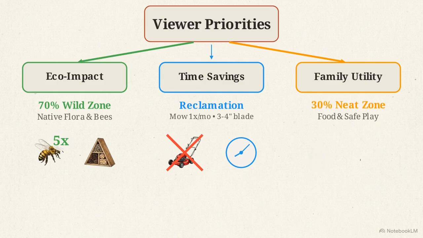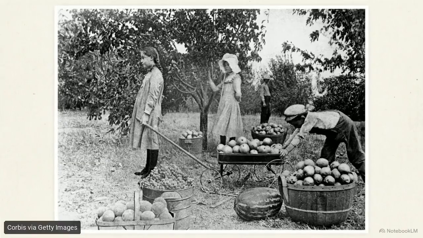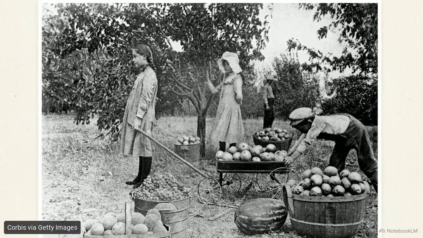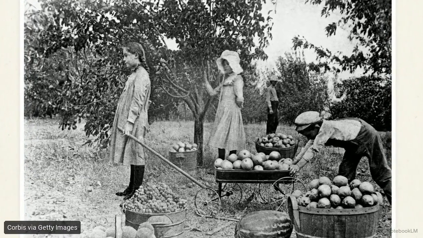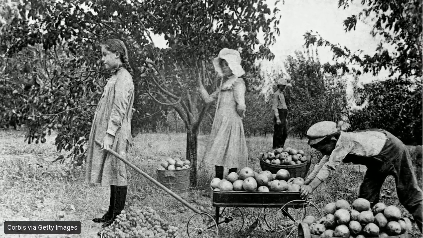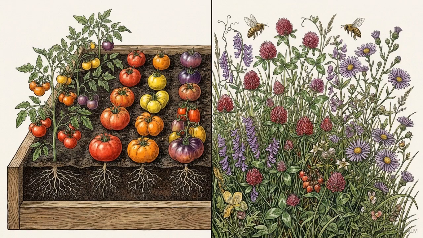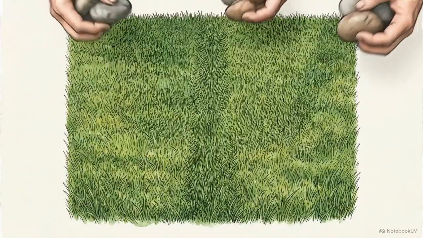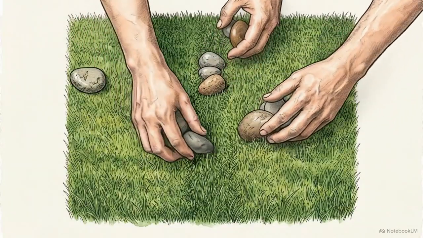For the family utility planner, anchor your 30% neat zone around food production. This maintains safe play boundaries while teaching children how to responsibly weed, water, and harvest. This approach grounds your property in a long tradition of utilizing land for communal food harvesting, rather than maintaining it purely for aesthetic display. Regardless of your priority, rezoning your property yields better personal and environmental returns than holding on to a monoculture lawn. The critical first step is drawing hard spatial boundaries.